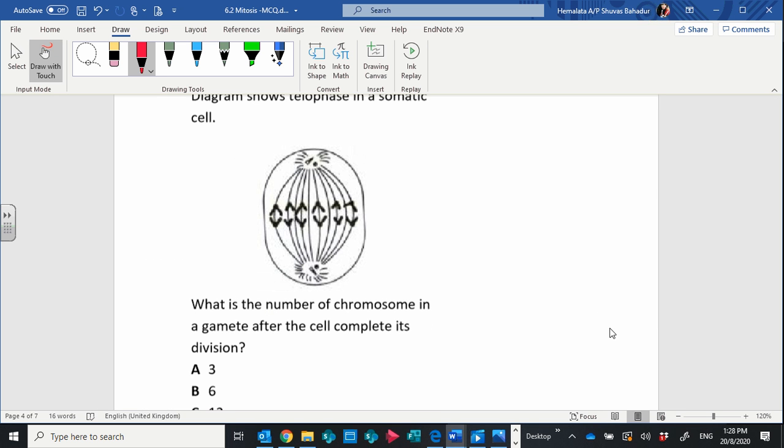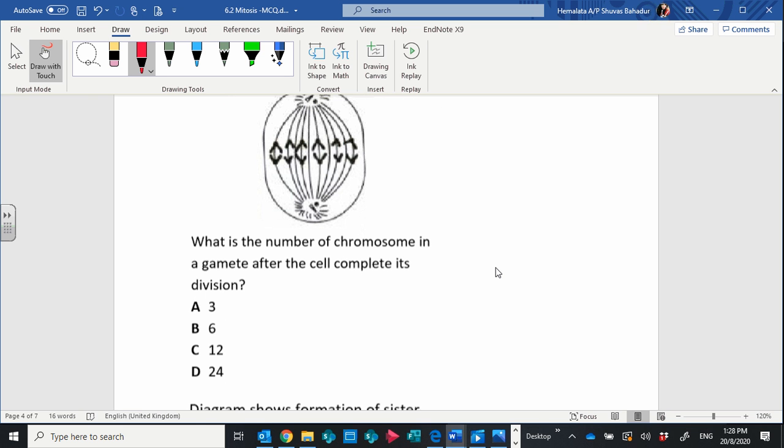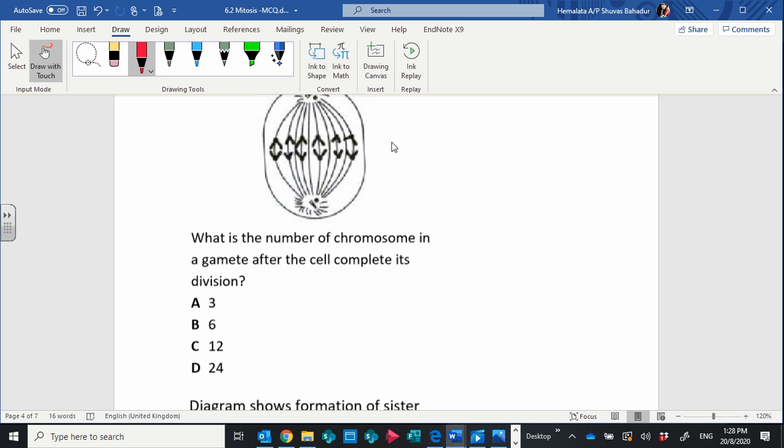Okay, this is a telophase stage in a somatic cell. That means mitosis. Remember mitosis. This is a somatic cell in mitosis. But the question has a twist. What is the number of chromosomes in a gamete? In a gamete means if meiosis were to occur.